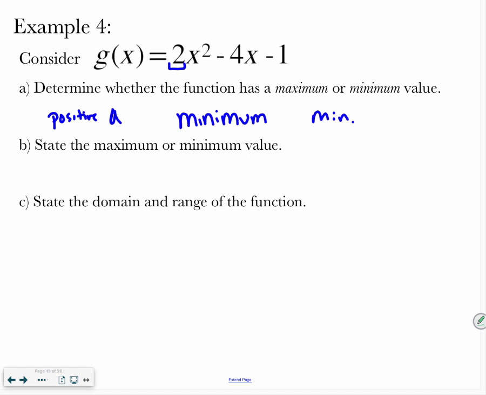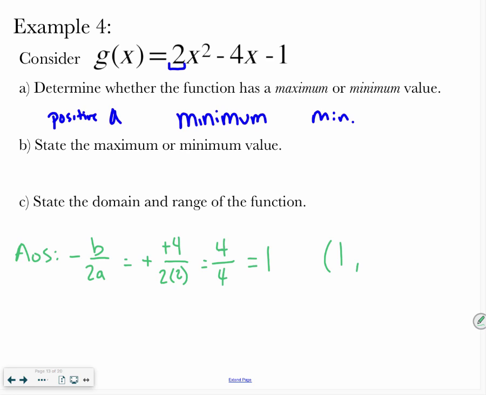If I ask you to state the maximum or minimum value, this is where we have to find our vertex first. So we start with our axis of symmetry. So that negative b over 2a. So then that is a negative, and then our b value is negative 4 over 2 times 2. So I have a negative and a negative, so I'm going to say those become positive. So I have a positive 4 over a positive 4. So the axis of symmetry is 1.